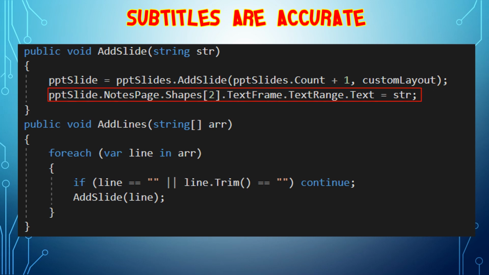After we have a full slide, we add text as notes. In this case, we can safely assume that there is a notes page with a certain amount of shape indices, because we created this slide ourselves.